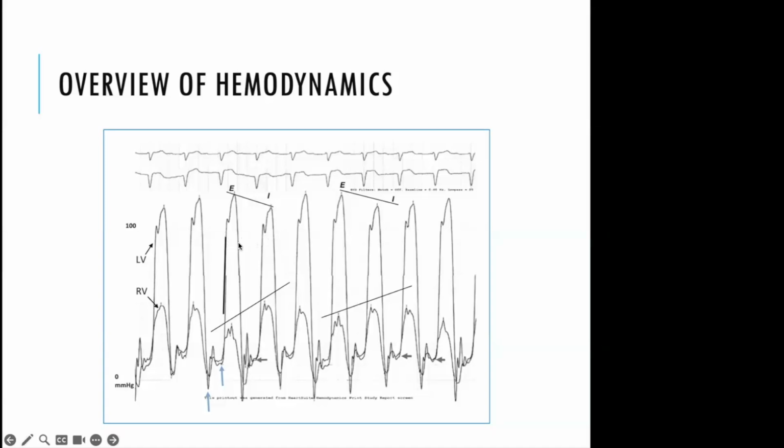If we again look at the areas under the curve, and then with expiration, so this section over here, we can see the opposite happening. The left ventricle area under the curve increases and the area under the right ventricular tracing decreases.